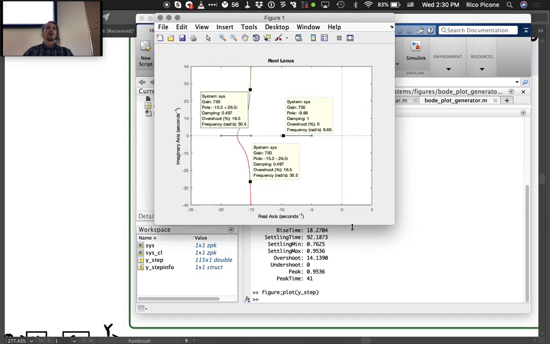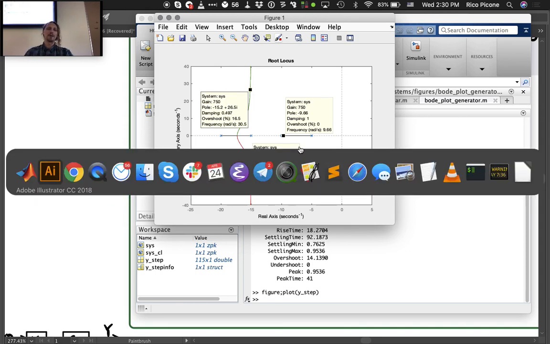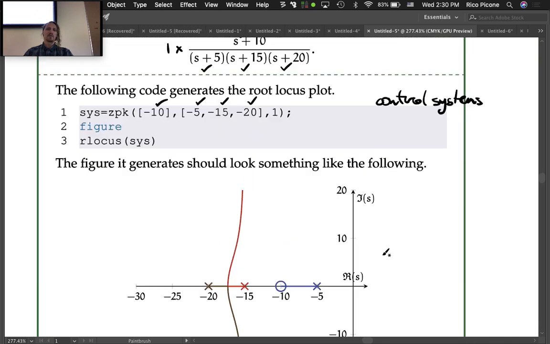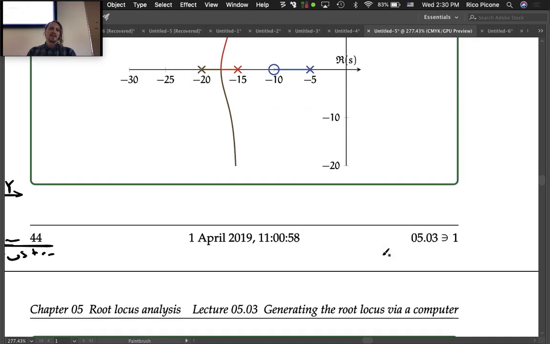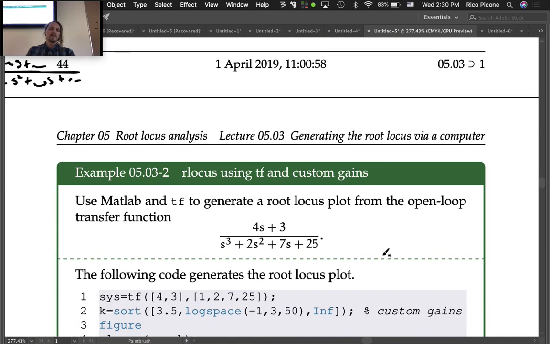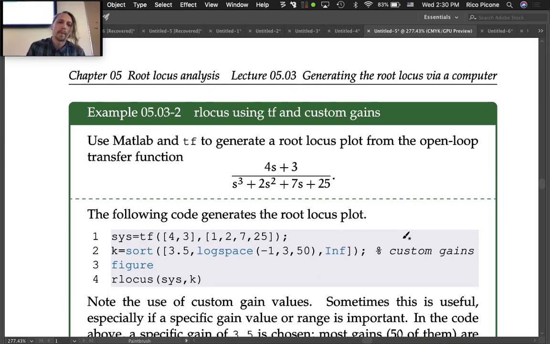Okay, cool. So MATLAB's our friend. We can do all kinds of cool stuff with it, including checking out the gains associated with different closed loop pole locations on the root locus. Okay. All right. Let's take a look at the next example. So use MATLAB and the TF command to generate a root locus plot from the open loop transfer function given here. Okay. Following code generates the root locus plot.